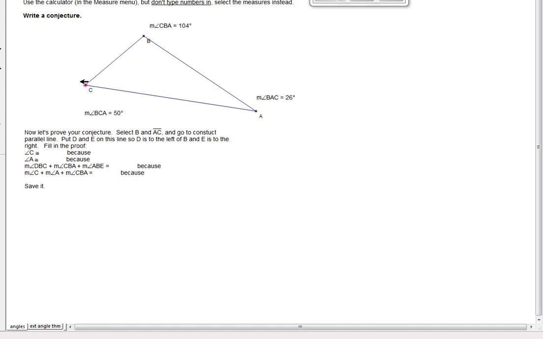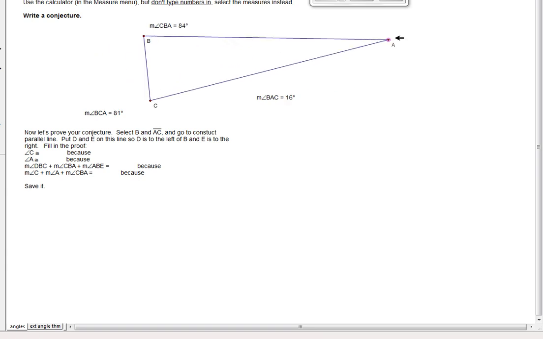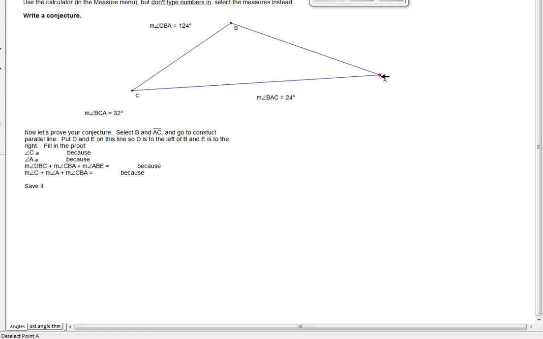What happens if I change these angles a little bit? Now what do you notice about the sum? 150 is angle B, 17 degrees is angle C, 13 degrees is angle A. If we add up those three, 17 plus 13 is 30, 30 plus 150 is 180. No matter what I do, class, to these angles, I could change them all I want to, but you're always going to get a sum of 180 degrees. All three angles in a triangle, when you add them together, equals 180 degrees.